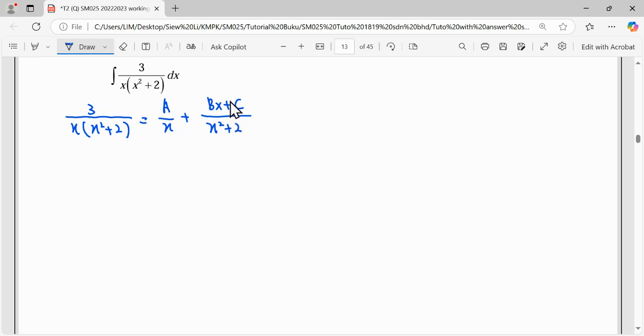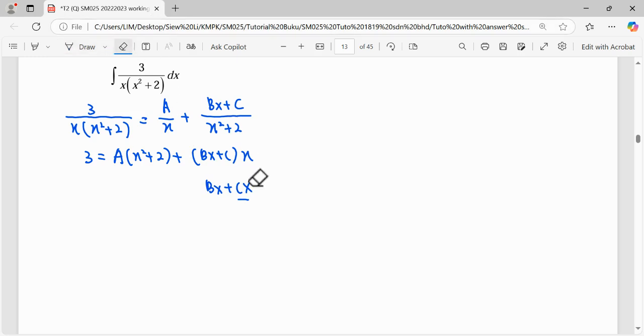After we identify this A, B, C, we're going to get the same denominator, where A will multiply with the factor it doesn't have, which is x squared plus 2. And bx plus c, we put in brackets so that it multiplies to x. If you don't put in brackets, it will become bx, then c times x. It will make us misunderstand.